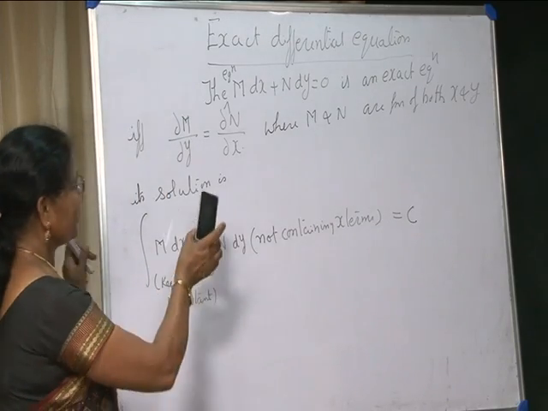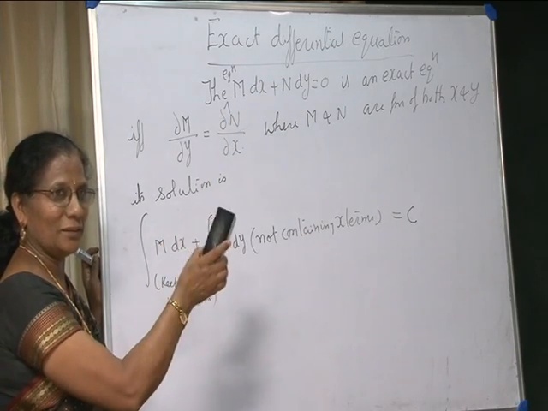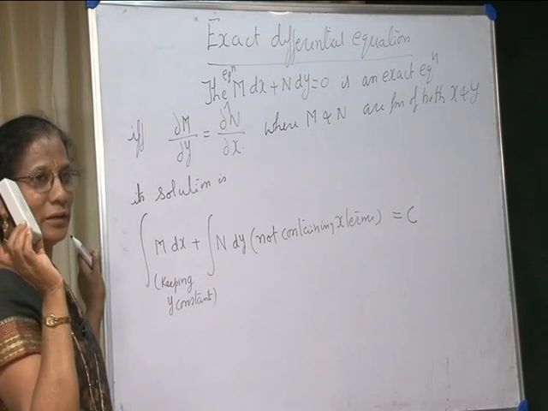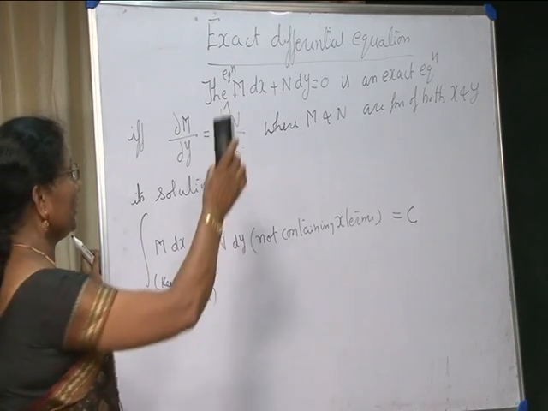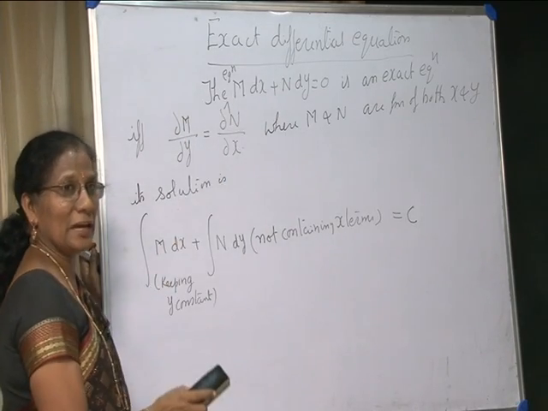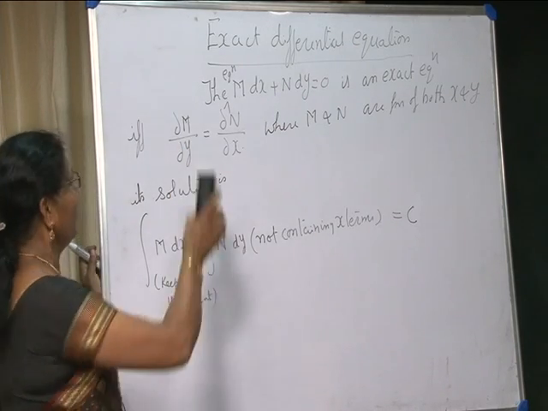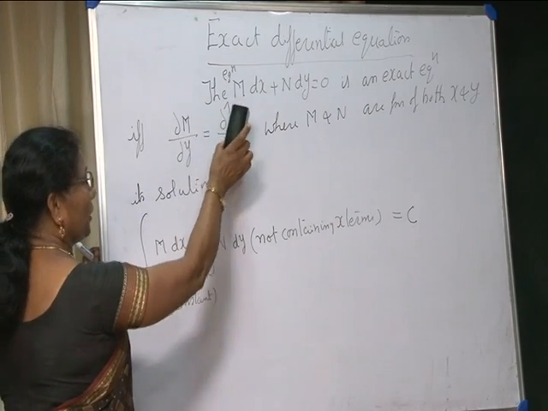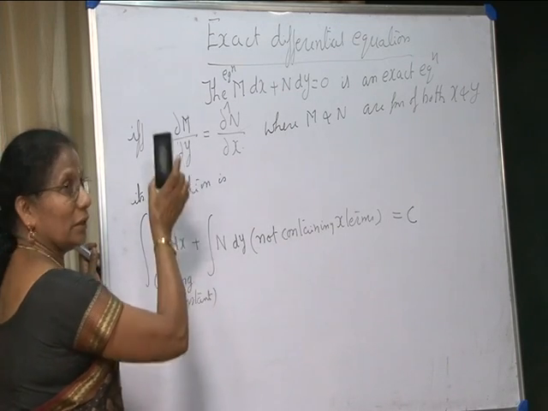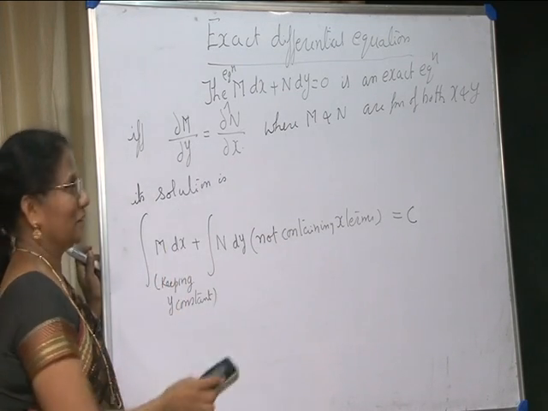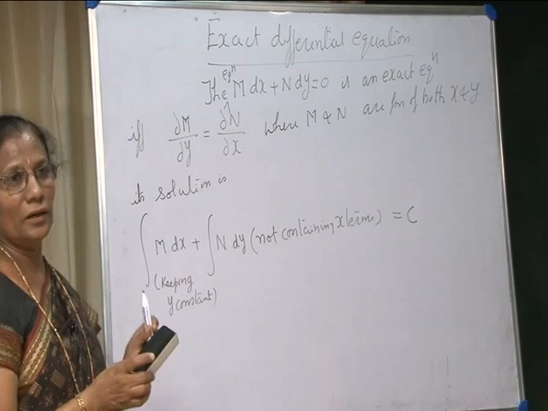You have to remember here M dx plus N dy is equal to 0, where M and N both are functions of x and y. Then we have to verify whether it is an exact equation or not. For it to be an exact equation, the condition is that delta M by delta y is equal to delta N by delta x. Partial differentiation of M with respect to y keeping x constant, partial differentiation of N with respect to x keeping y constant.